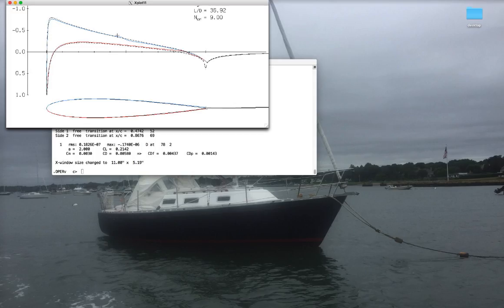You also see this bump occurring here. This is due to transition of the boundary layer, which we'll talk about in our viscous lecture, occurring about halfway back on the foil, somewhere around this station right here.